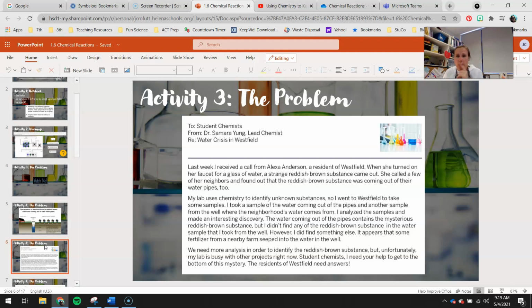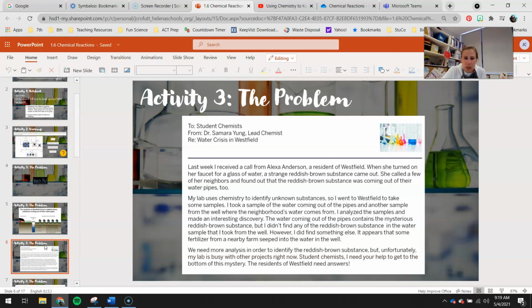I took a sample of the water coming out of the pipes and another sample from the well where the neighbors' water comes from. I analyzed the samples and made an interesting discovery. The water coming out of the pipes contained a mysterious reddish-brown substance, but I didn't find any of the reddish-brown substance in the water sample that I took from the well. However, I did find something else.